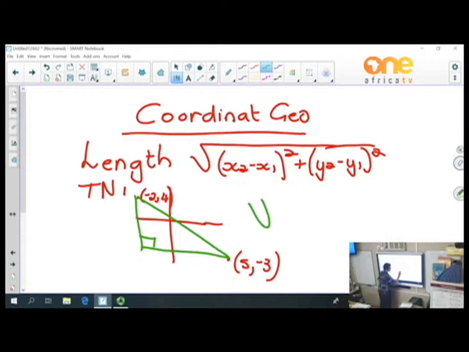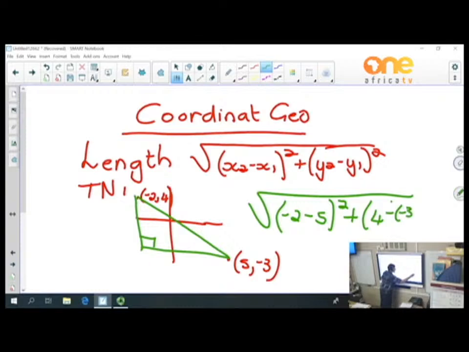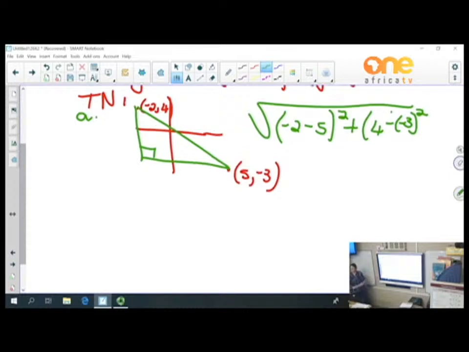So to do the calculation now, you're going to say negative 2 minus 5 squared plus 4 minus negative 3 squared. Now be careful with the signs here. Then you can calculate it. Okay, what is the answer? You need to use your calculator now to get those values. So 9.89, and that is then the length of that one. So we just use the formula and subtract. Yeah, this is what I used. So this is x1, y1, and this is x2, y2. And I just used my formula there.